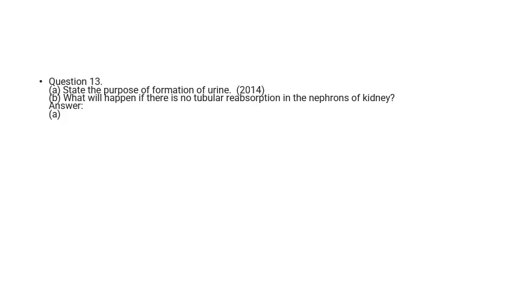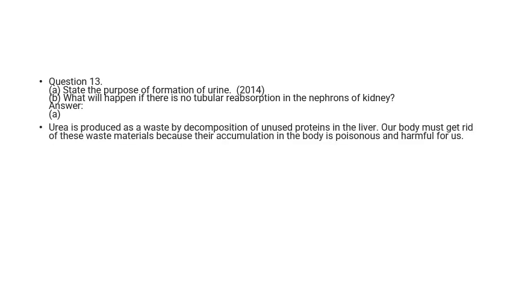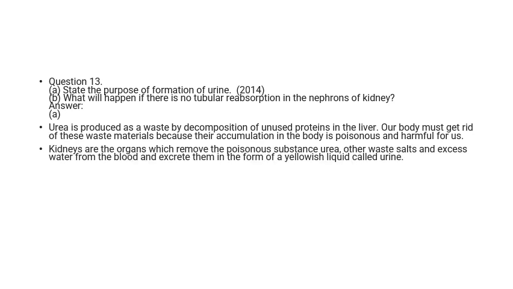State the purpose of formation of urine. So answer for this, urine is produced as a waste product by decomposition of unused protein in the liver. Our body must get rid of these waste materials because their accumulation in the body is poisonous as well as harmful for us. So kidneys are the organs which remove the poisonous substances, urea, other waste salts and excess water from the blood and excrete them in the form of yellowish liquid called urine.